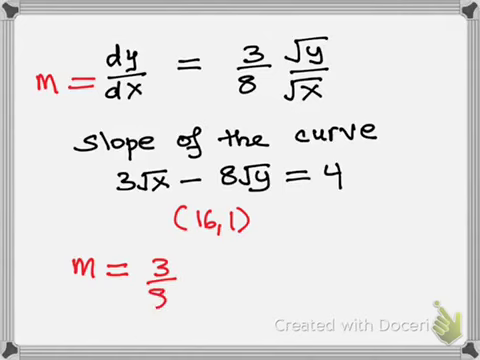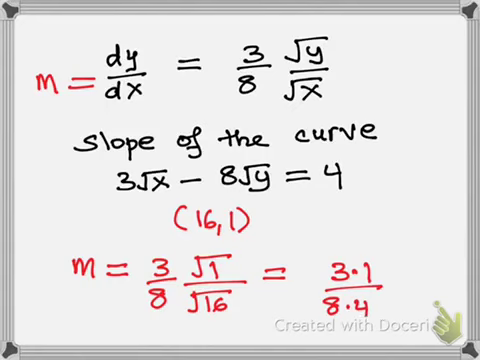So that becomes 3/8 square root of y over square root of x. Here y is 1 and x is 16, so this becomes 3 times 1 by 8 times 4, which is nothing but 3 over 32. So the slope of the curve is that.